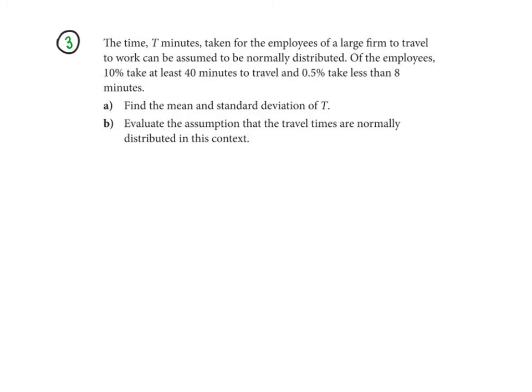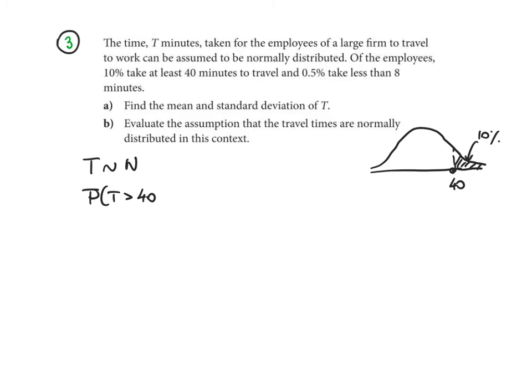Let us look at this question. The time t taken for the employees of a large firm to travel to work can be assumed to be normally distributed. Of the employees, 10% take at least 40 minutes to travel. So if you imagine the normal distribution, 10% take 40 minutes or more, at least 40 minutes. So this will be 10% of your employees. So the probability of t being bigger than 40 is 0.1.